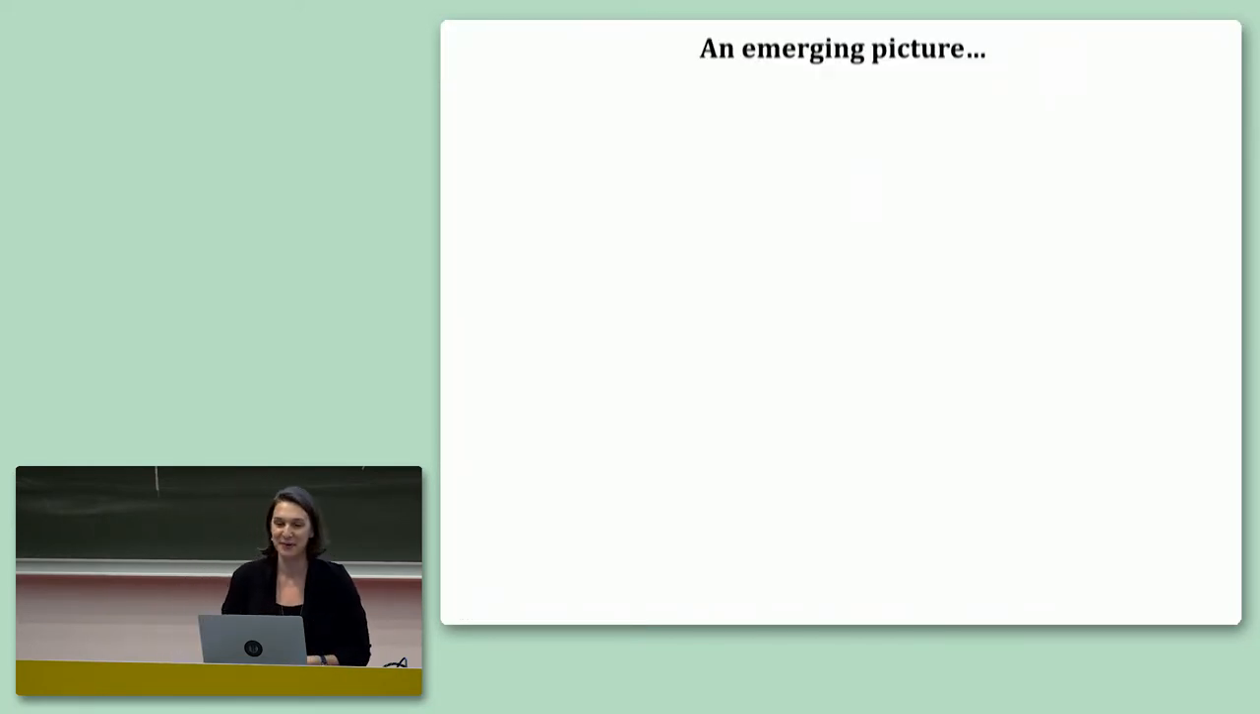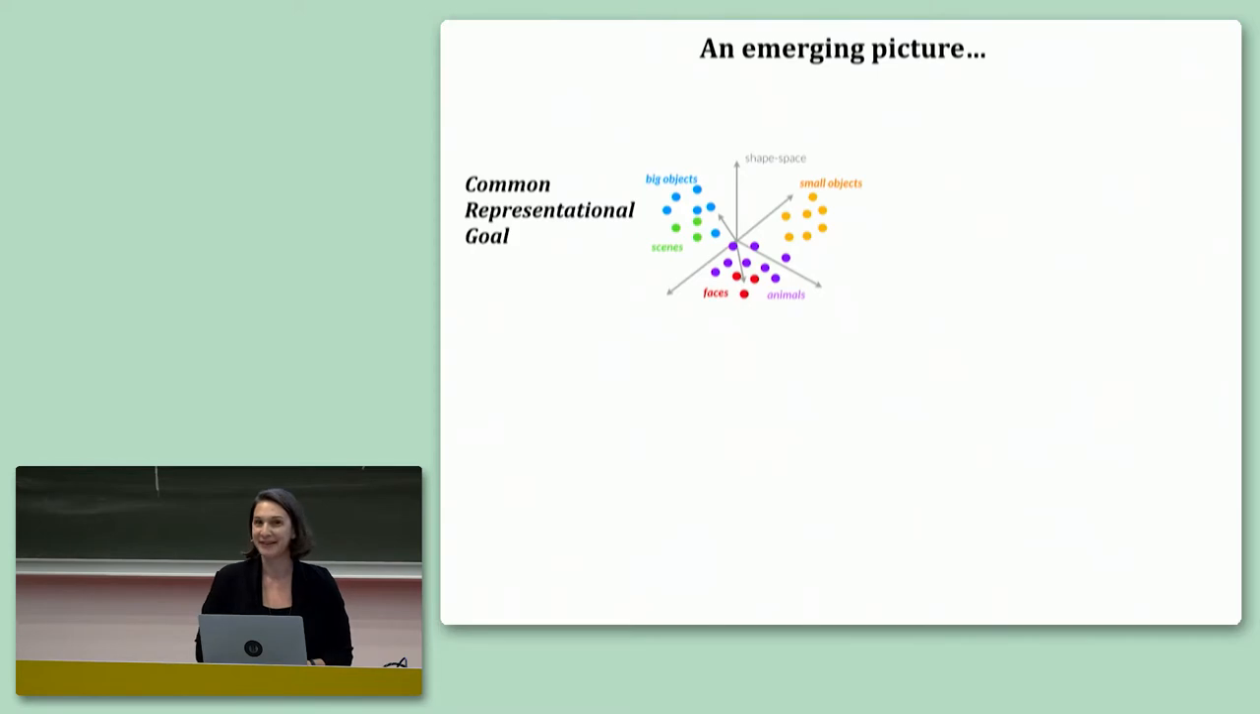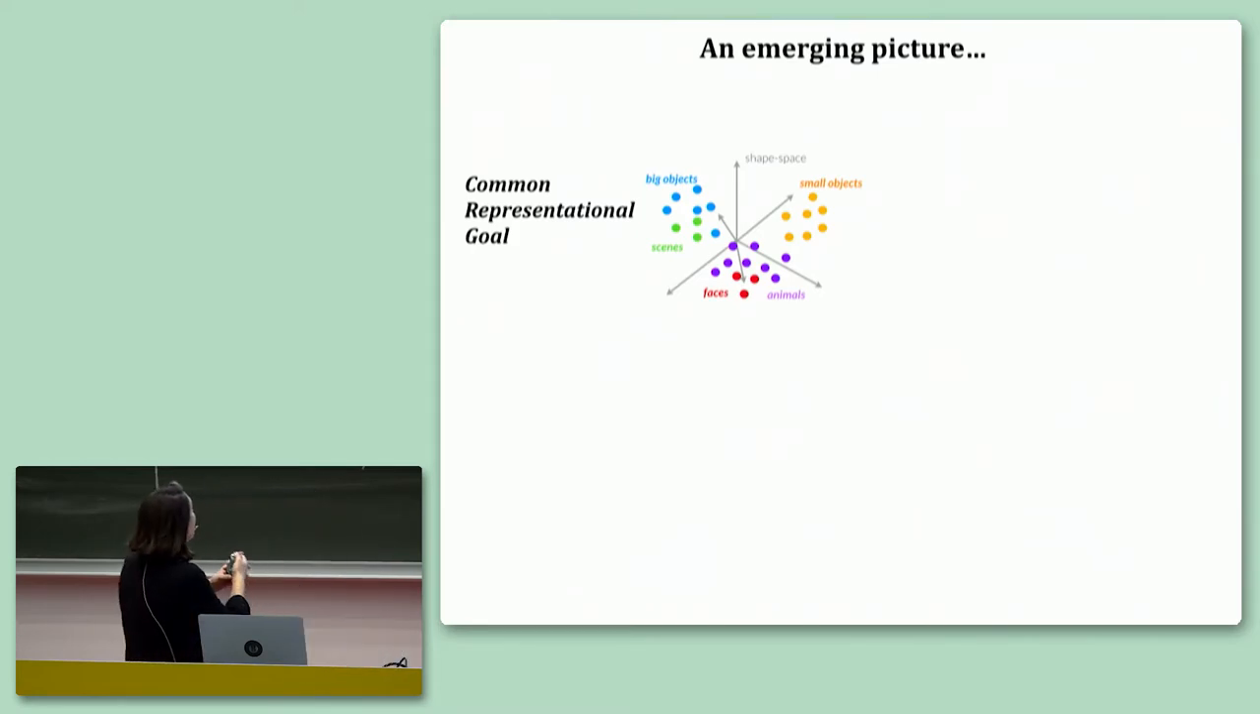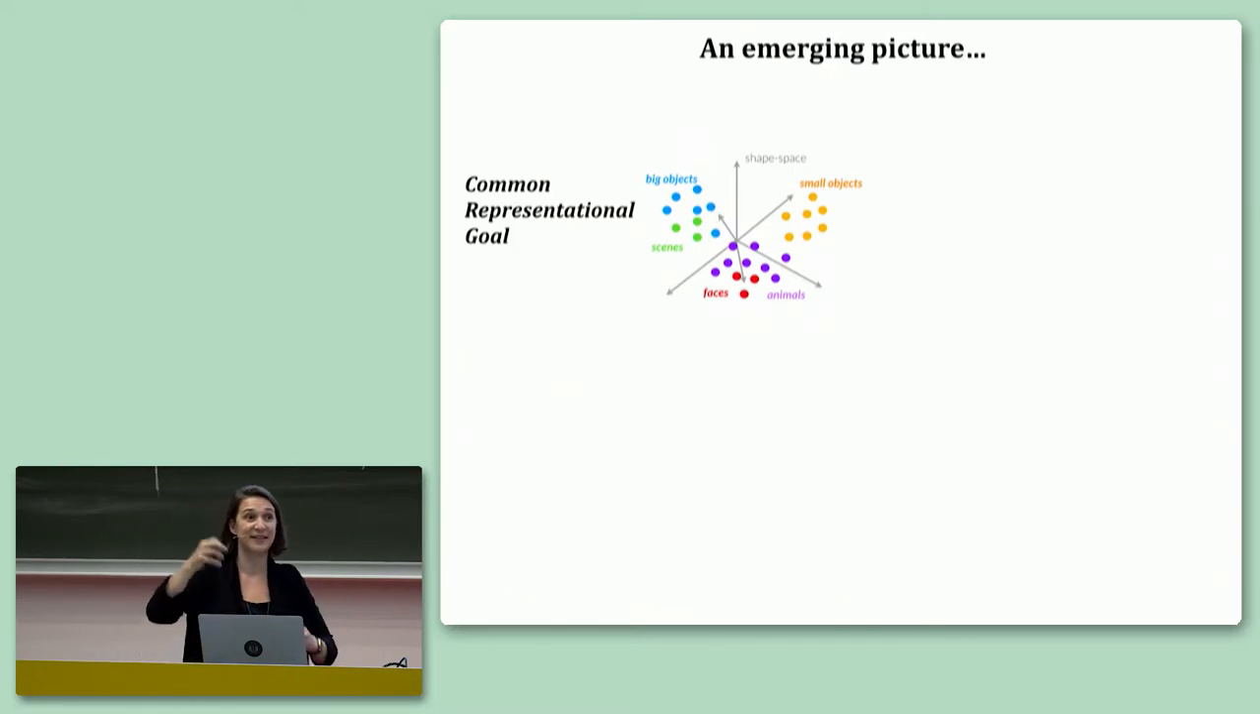Okay, so we have an emerging picture, if you'll grant me some leeway, where maybe what's going on is there's a common representational goal that occipitotemporal cortex is trying to solve, and that's to learn features that separate all categories from all other categories. And that's something that you have to do jointly.